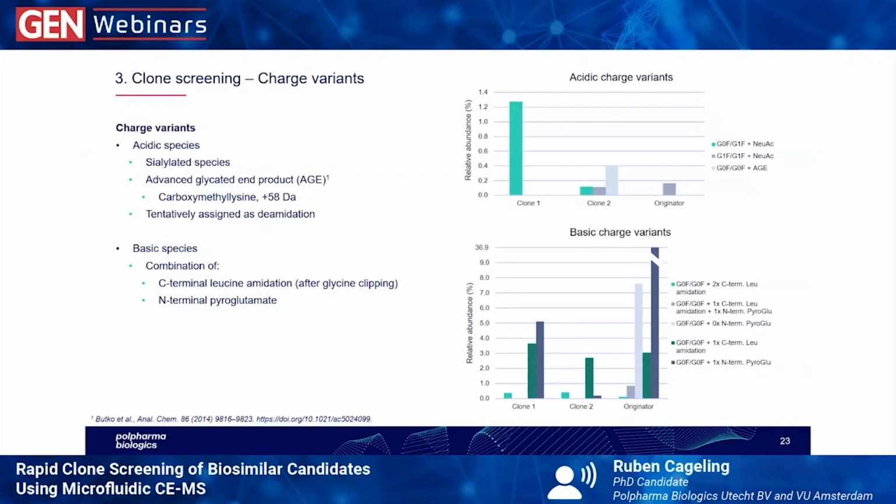For example, the N-terminal pyroglutamate that is only happening at 1 heavy chain goes up to 36.9% in the originator compared to only 5% roughly in clone 1 and almost barely there in clone 2. So here the differences are very visible, even though probably this won't affect the binding to the target as much. However, this also always has to be checked by doing, for example, a binding study with an ELISA.